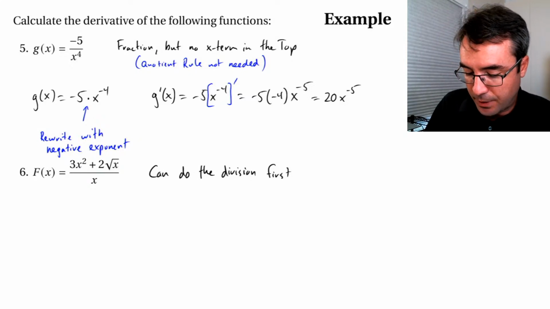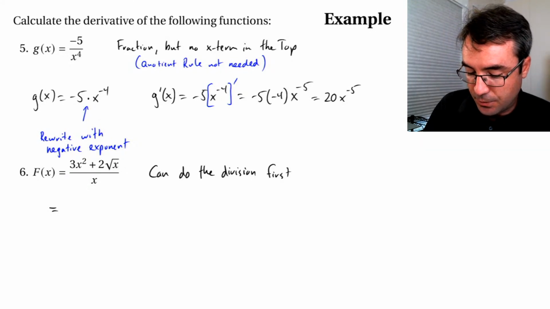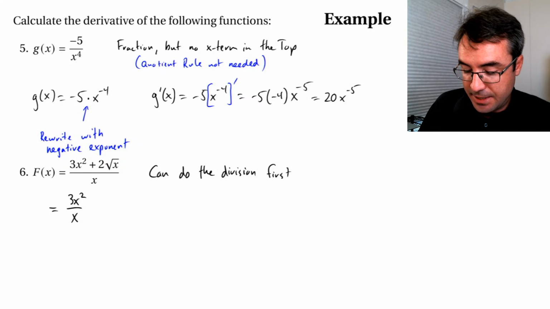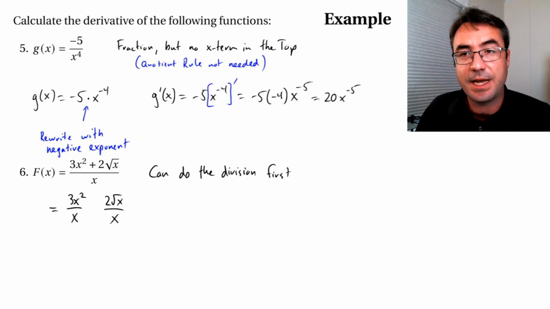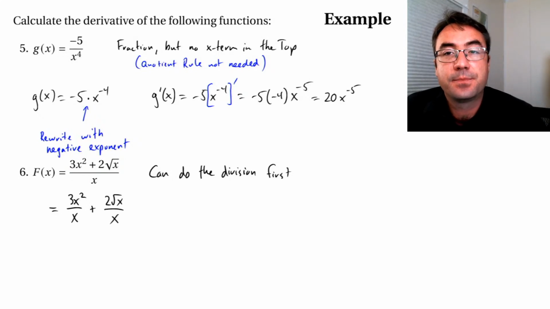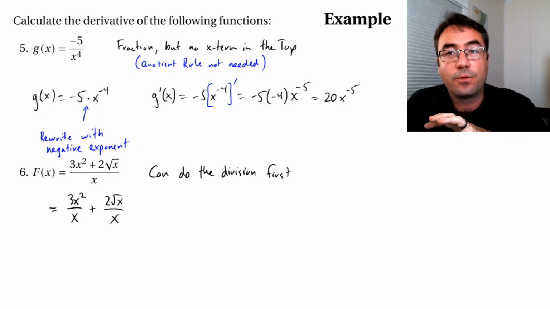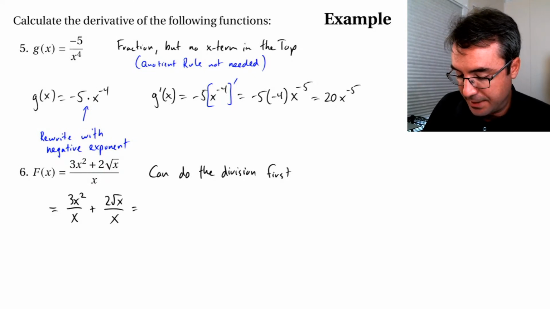And what we're going to do is break this fraction up into two separate fractions. So we're going to take the 3x squared, put that over our denominator, which is just x. Take the other term in the numerator, the 2 square root x, and put that over our entire denominator, which is just x. And because there's a plus sign in the numerator, we add these two fractions together. So a way to rewrite that function is 3x squared over the denominator plus 2 square root x over the denominator.